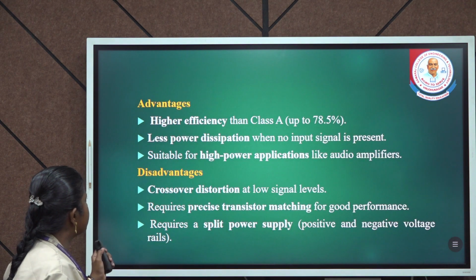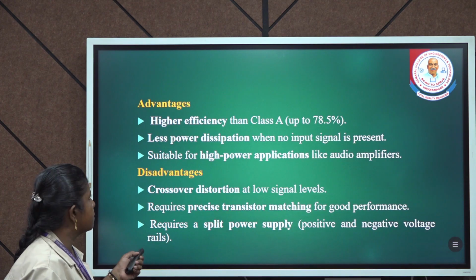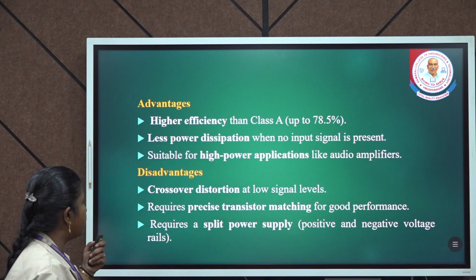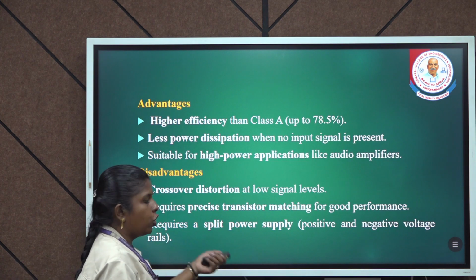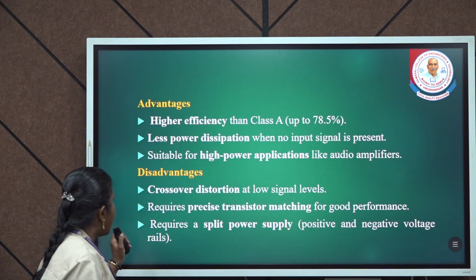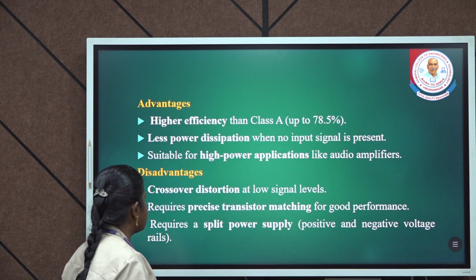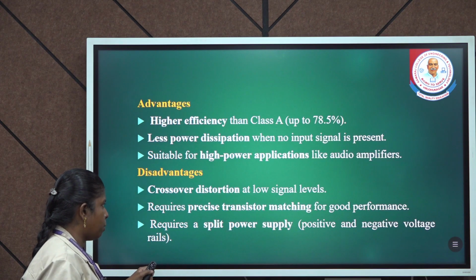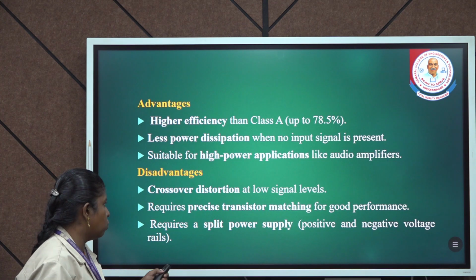The advantages are higher efficiency than the Class A amplifier, which is around 78.5%, less power dissipation when no input signal is present, and suitability for high power amplification like audio amplifiers, as I said earlier. The disadvantages are crossover distortion at low signal levels, the requirement of precise transistor matching for good performance, and the requirement of a split power supply for both positive and negative voltage rails.